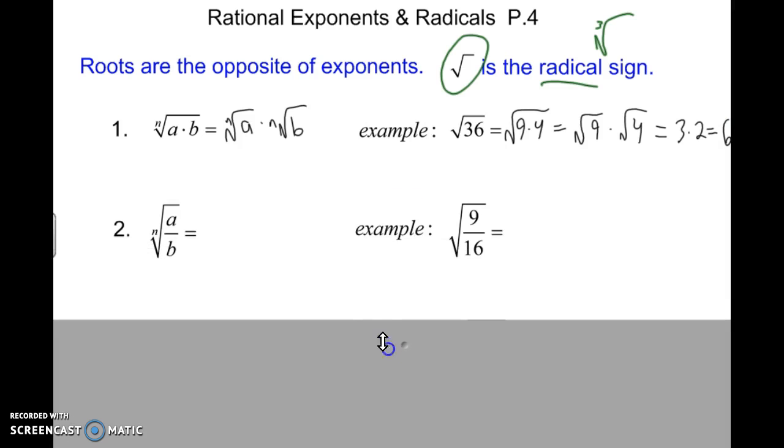So here's another one. You can have division inside of a radical. And when that happens, you're allowed to break that up as well. So multiplication and division can both be broken up. So this would be the nth root of A over the nth root of B. And this is handy now because I'm allowed to say, okay, that's really square root of 9 divided by square root of 16 down below. So that's really 3/4.